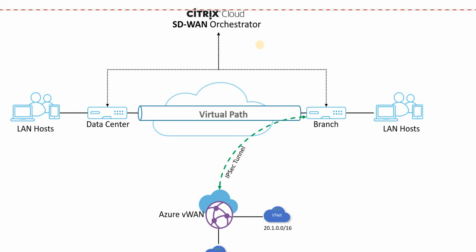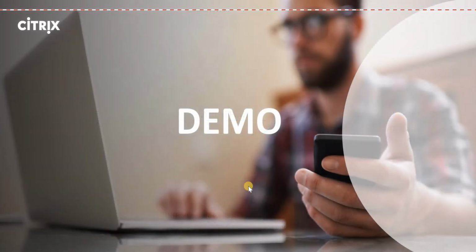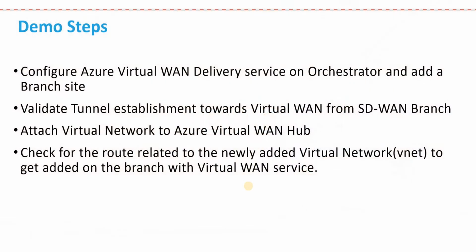Here is the topology that I'll be using for today's demonstration, where I have a data center and a branch appliance. Both of them are being managed using Citrix SD-WAN Orchestrator, and the branch appliance will be establishing an IPsec tunnel towards the Azure Virtual WAN Hub, and we can see that a VNet is being paired to this Azure Virtual WAN Hub. So here are the demo steps that I'll be going through.